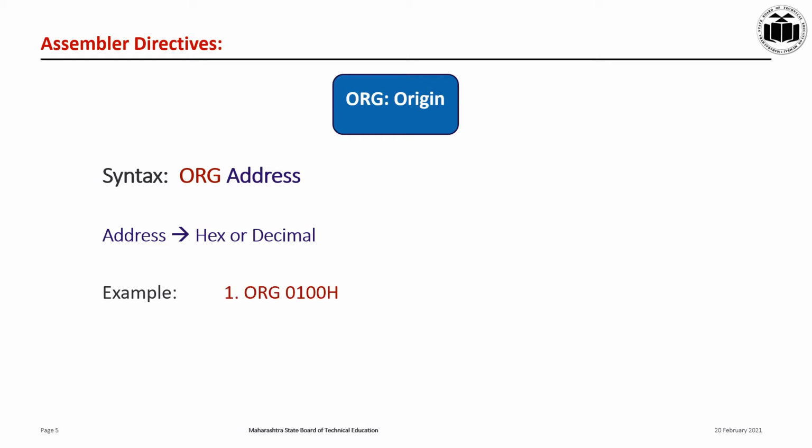For example, ORG 0100H. This tells the assembler that the source program starts at the address 0100H in the program memory. The address may be in decimal. Example, ORG 0250. This will tell the assembler that the program will start at address 250D.